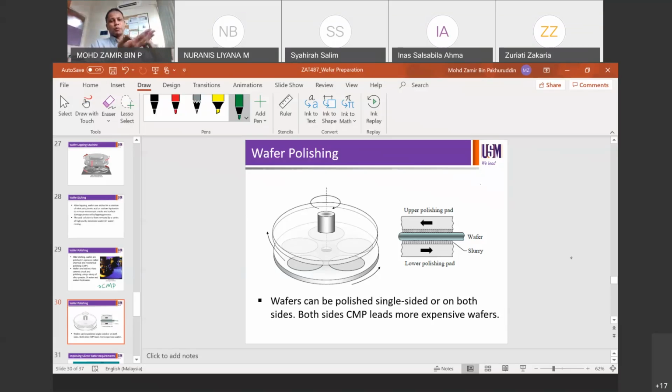Then you do the polishing, just like the polishing of silicon wafers in a wafer fab. We have an upper polishing pad and a lower polishing pad. The wafer sits between them, and then slurry will run in between to do the cleaning process. Okay. So the wafers can be polished on a single side or on both sides. Both-sides CMP leads to more expensive wafers, because you clean both sides, and the quality of both sides is guaranteed. That's why they are more expensive in comparison to single-side polishing.